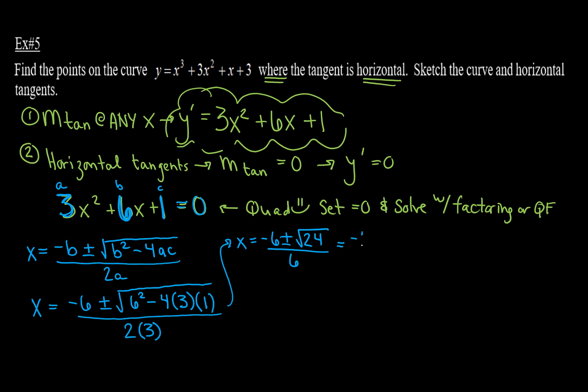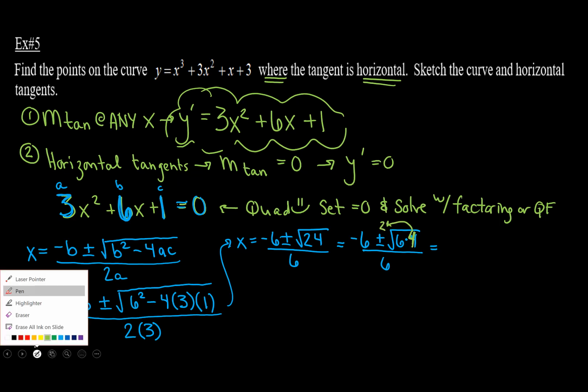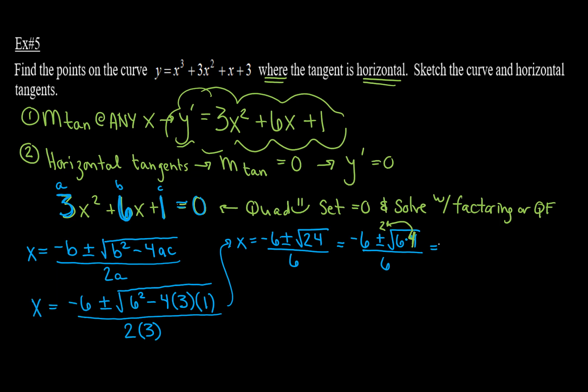I need to break that up. So the square root of 24 is like saying the square root of 6 times 4. And I can take the square root of 4 and pull that right out, right? This pesky little 4 can come out of the square root because you can take the perfect square root of 4. And that'll give me a 2. So I'm going to have negative 6 plus or minus 2 square roots of 6 all over 6.